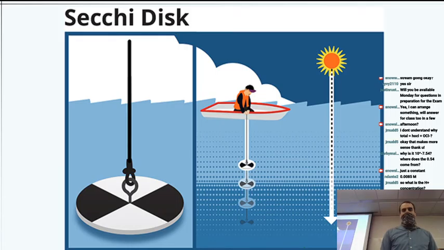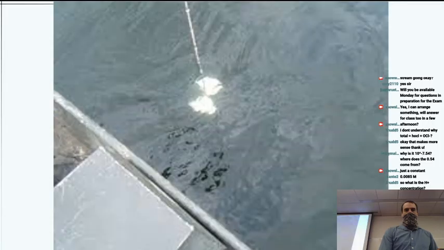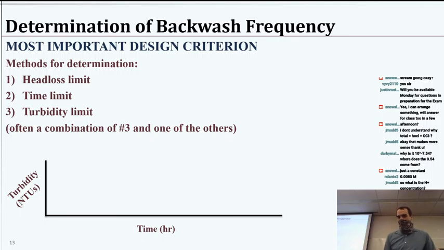There's a disc method of observing how far you can see into water until you no longer have resolution between black and white portions of this disc. So that's one method. I see somebody doing it in practice, and based on the depth at which you can no longer see the disc, you can measure your turbidity that way. You can also do it with just a small device, like a colorimeter, with light shining through, measuring how much light gets through, assuming you're not measuring absorption, just measuring scattering instead.